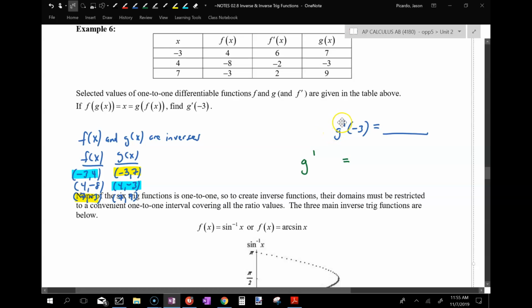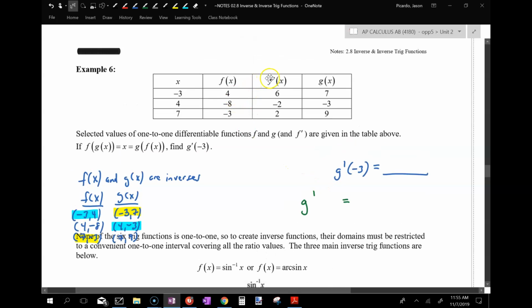So if I want the derivative at -3, then aren't I really interested in knowing the derivative of f at the corresponding value? And what's the corresponding value? I want the derivative of f at 7. And what was the derivative of f at 7? 2. Well, if the derivative of f at 7 is 2, then the derivative of g at -3, which is the corresponding point, is simply what? 1/2. Yeah, 1/2. Okay.